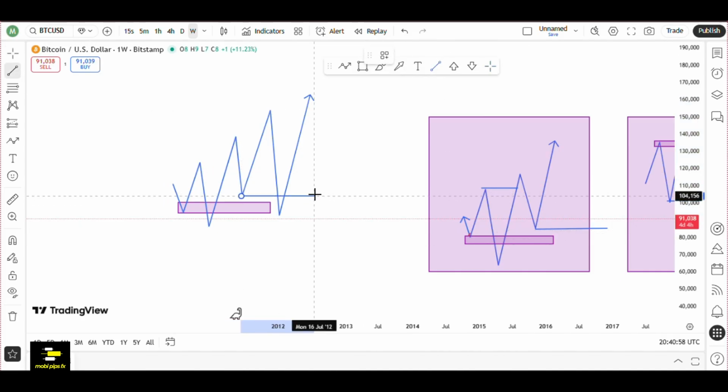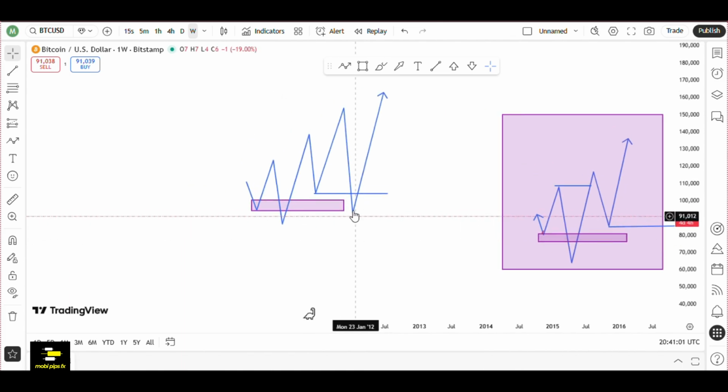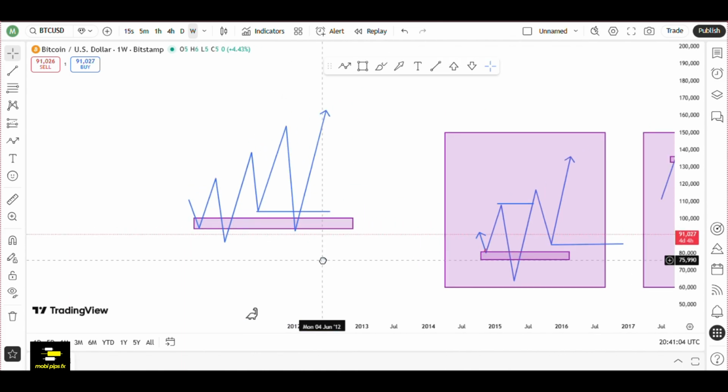Structural liquidity. What is it for? It's used for continuations. Structural liquidity is for continuations. Transactional liquidity is for correction. So our transactional liquidity is right here.